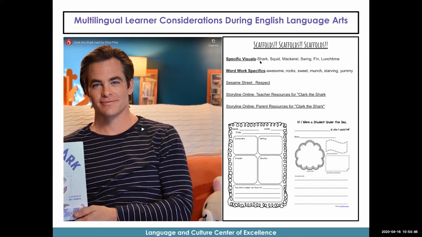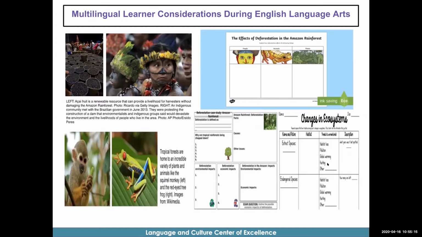And then here are some specific visuals that I would suggest. I put those up here. And then word work specific: awesome, but rocks, not like rocks as in rocks, but like "that rocks." And then sweet. So these are different words, and then I added two different graphic organizers that you might want to use.